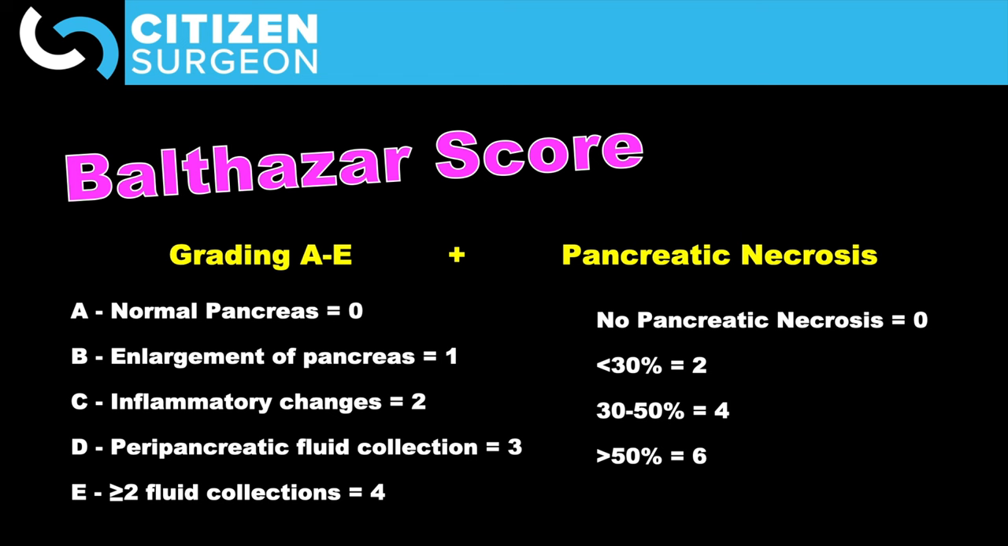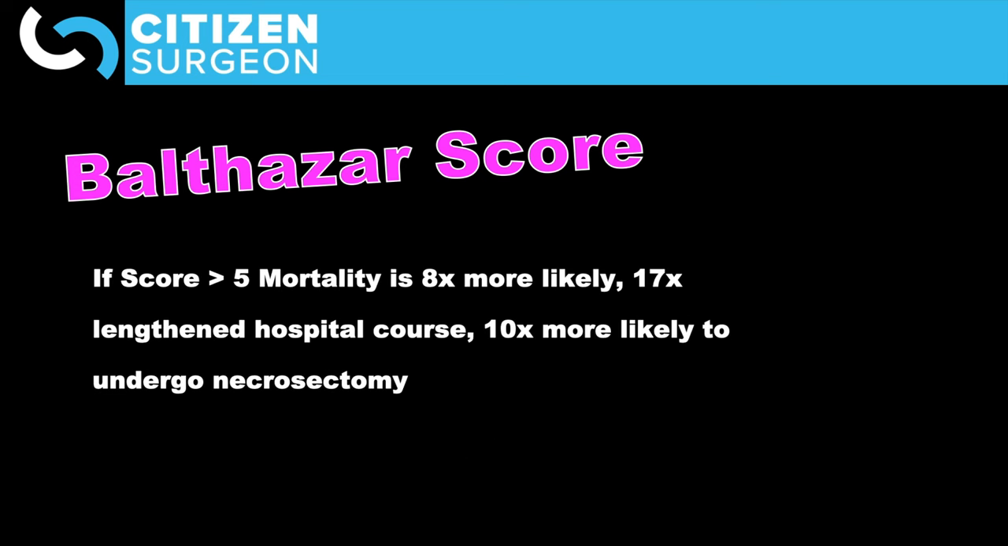Now what does that mean? We can use this index, severity plus the amount of pancreatic necrosis, to give us an idea of mortality. So if we have a score greater than or equal to 5, all of these risks go up. Mortality is 8 times more likely. You're 17 times more likely to have an increased hospital length of stay, and you're 10 times more likely to need surgery or a pancreatic necrosectomy. And we're going to be talking about that in the treatment of pancreatitis video.